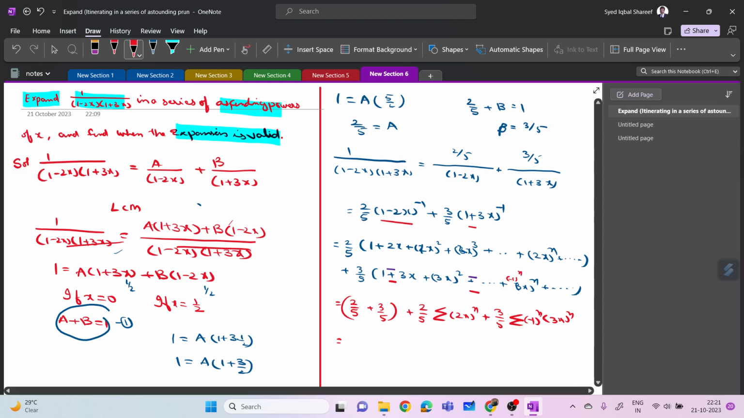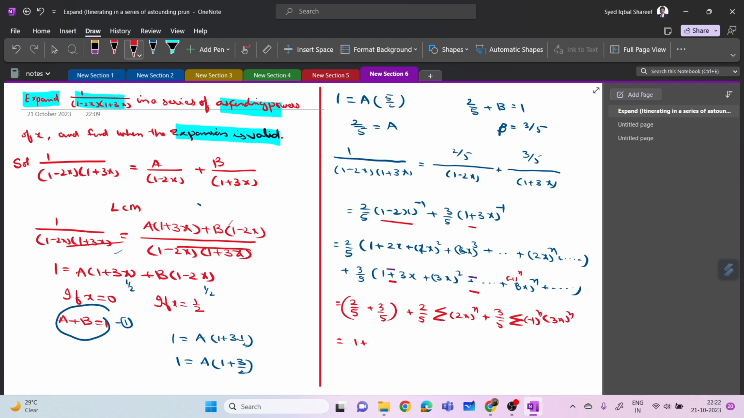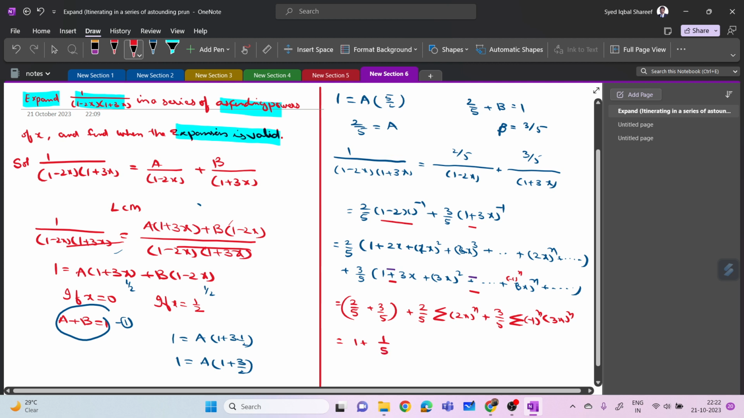2 by 5 by 3 by 5 is 1. 1 plus 1 by 5, 1 by 5, if you take the 2 inside the summation, summation of 2 to the power of n plus 1, x to the power of n, plus 1 by 5, summation of minus 1 to the power of n, 3 to the power of n plus 1, x to the power of n.